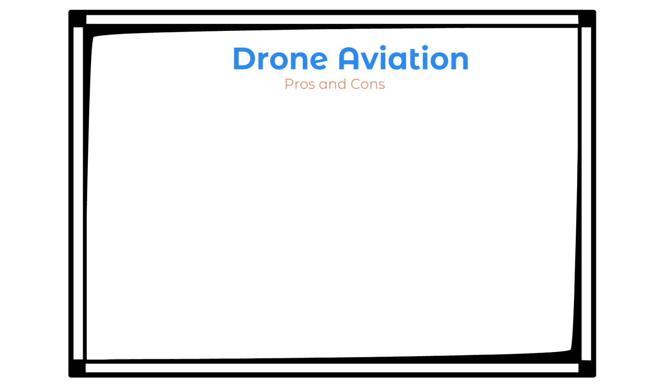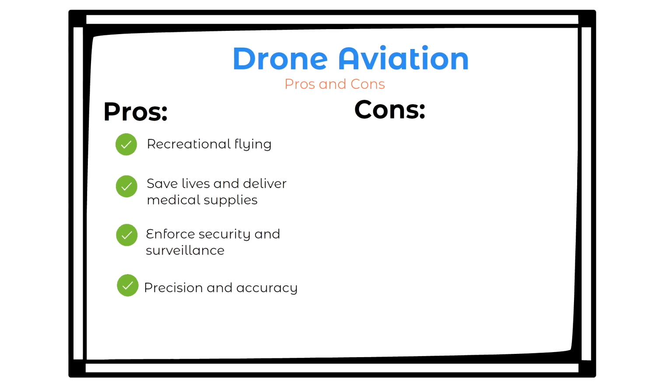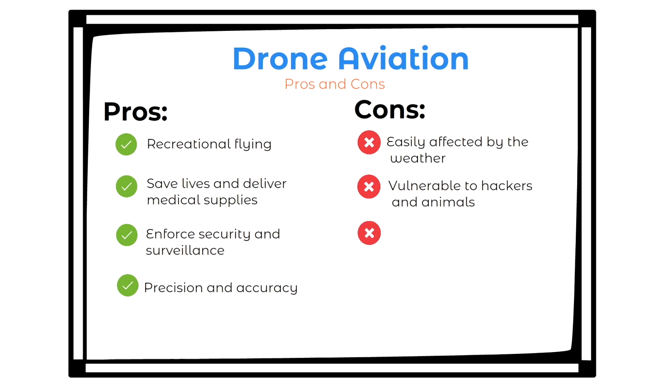Pros and cons of drones. Pros: recreational flying, save lives and deliver medical supplies, enforce security and surveillance, precision and accuracy. Cons: easily affected by the weather, vulnerable to hackers and animals, accidents and potential misuse, and threat to aerodromes.